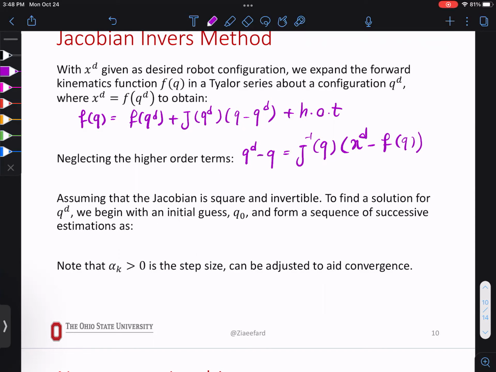Raise your hand if you're lost, and be honest. Does everybody else understand what happened? Okay, all right. Explain to me what the Jacobian inverse method is.